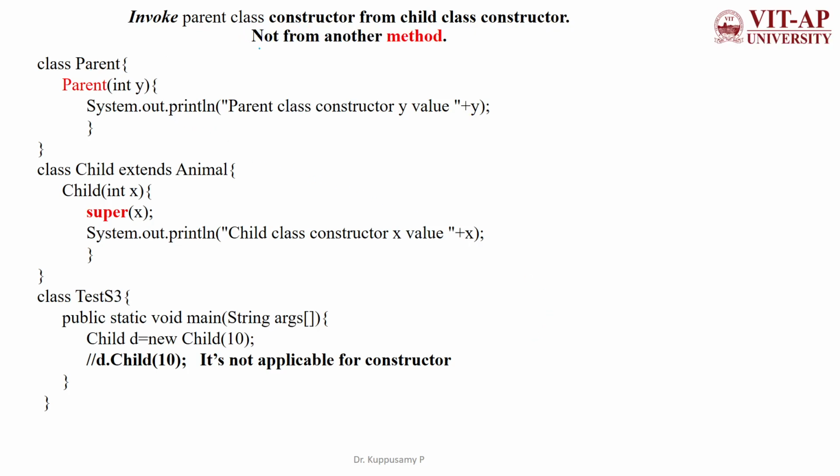Now here we are going to invoke the parent class constructor from the child class constructor, not from the method. Method is different, this is a constructor. From the constructor we are calling the parent class constructor. So here parent is the class. We are defining the constructor which is taking one argument, that is an integer argument, and which is printing that value. Then we are creating the child class, that is the extension of the parent.